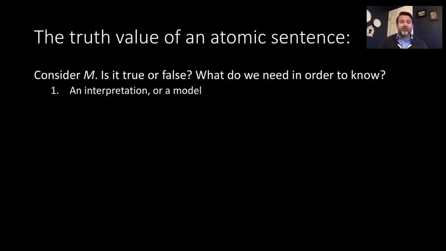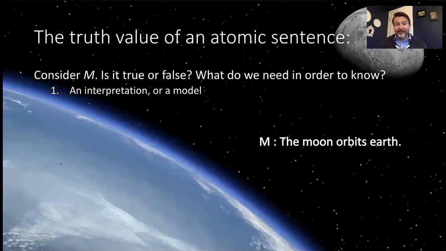And so it seems clear that one thing we need is an interpretation or a model. An interpretation or a model is just what's going to tell us what M stands for. So you might think of it as a symbolization key specifying the meaning of M. Now, if we have such a symbolization key, we'll be in a better position to tell whether or not M is true. So suppose this is the interpretation, the symbolization key for M. M stands for the moon orbits the Earth. Well, now we can ask ourselves, okay, we have an interpretation for M. We know what M stands for. It stands for the sentence, the moon orbits Earth.